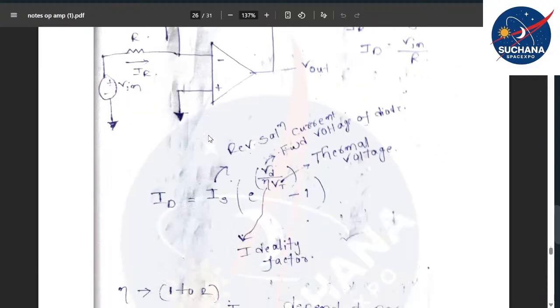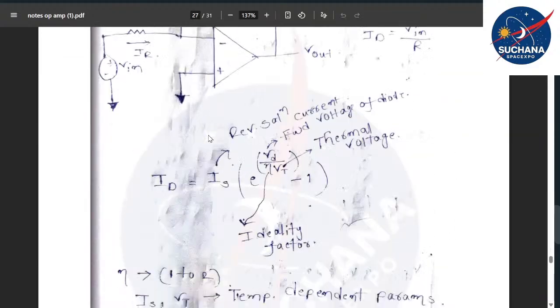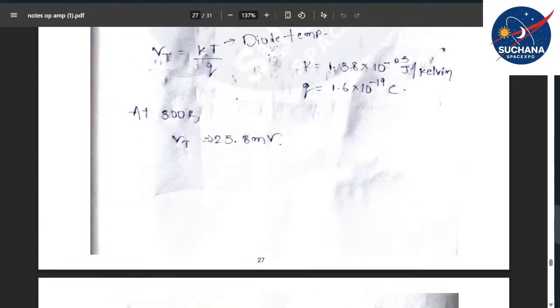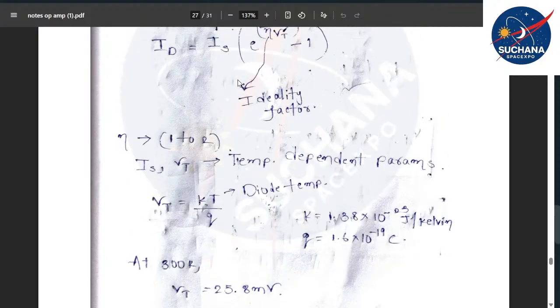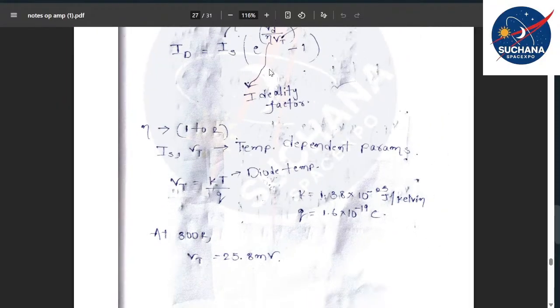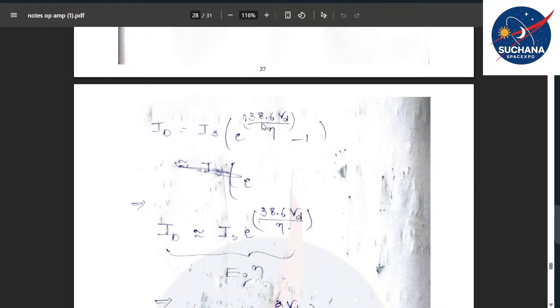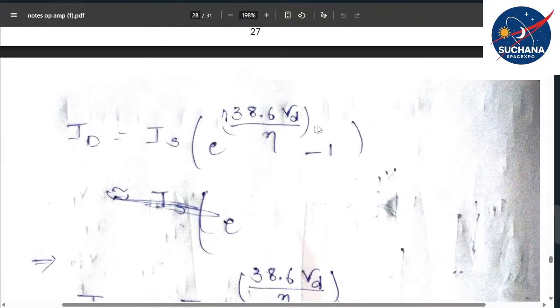Now I'm substituting the value in place of Vt: 25.8. So 1 by 25.8 becomes 38.6. Finally, we get the equation ID equals Is into e to the power of 38.6 into Vd by eta, minus 1.